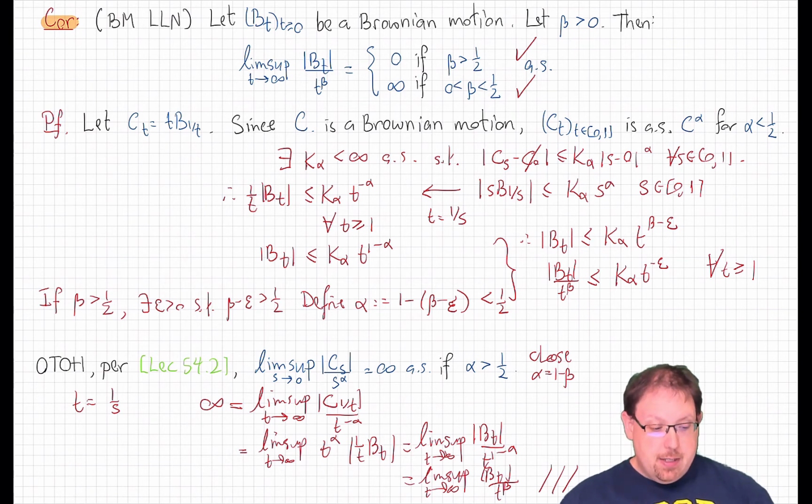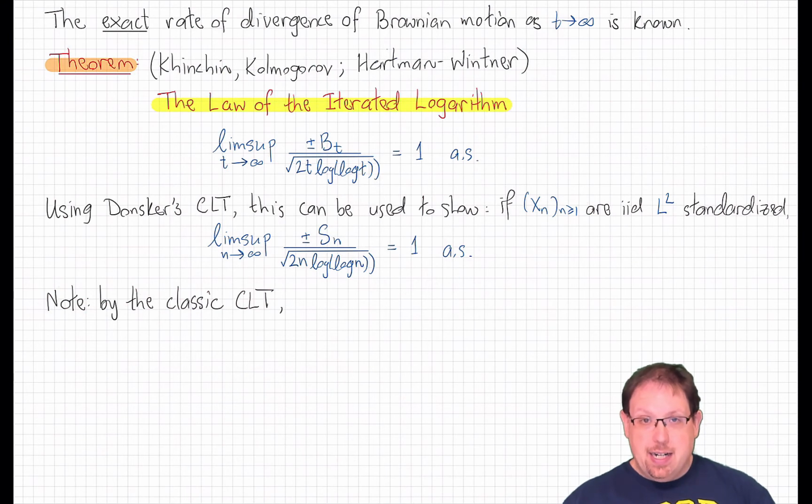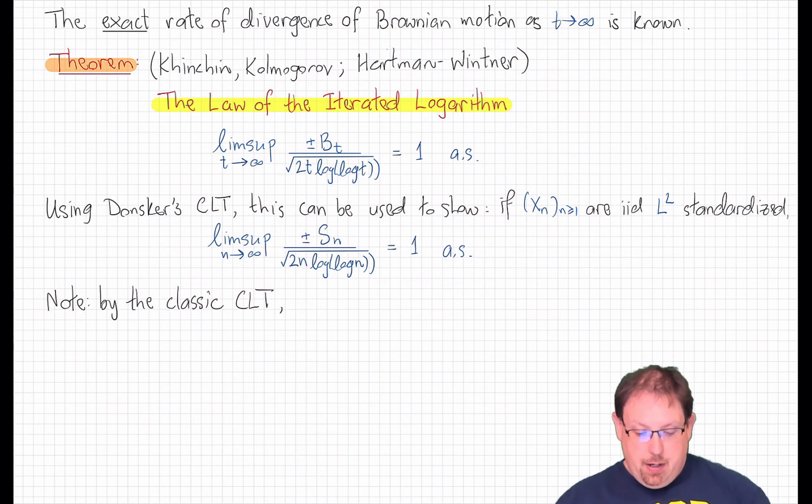This brings us to the sharpest result possible about the growth of Brownian motion, which is the law of the iterated logarithm, or as I like to call it, the irritated logarithm. The exact rate of divergence of Brownian motion's modulus was computed by Khinchin and independently by Kolmogorov in the 1920s, with refinements later provided by Hartman and Wintner and many others. And here is the statement.